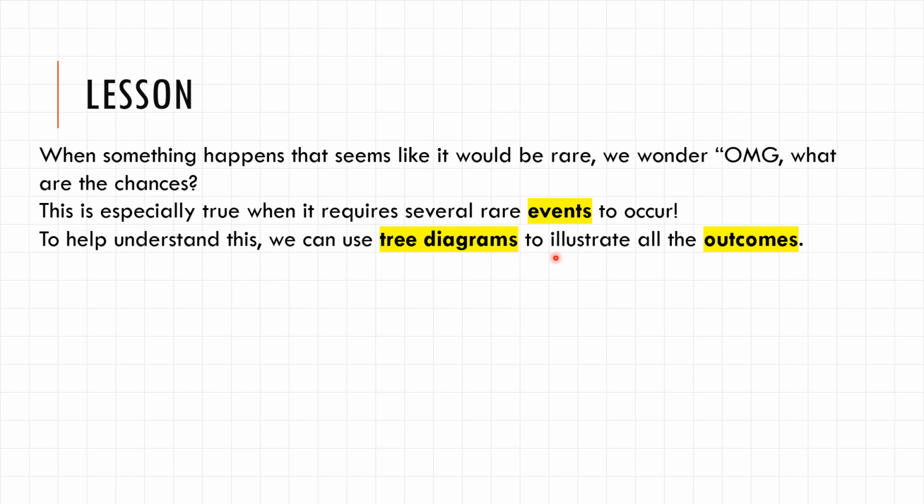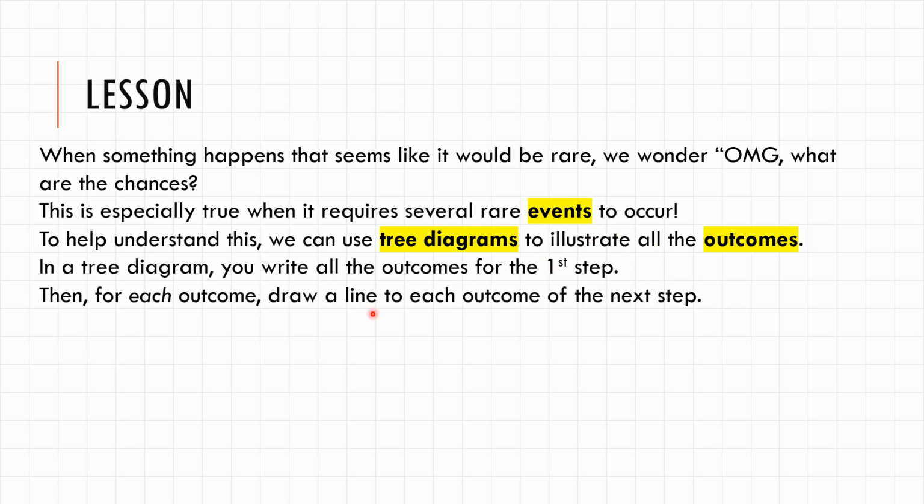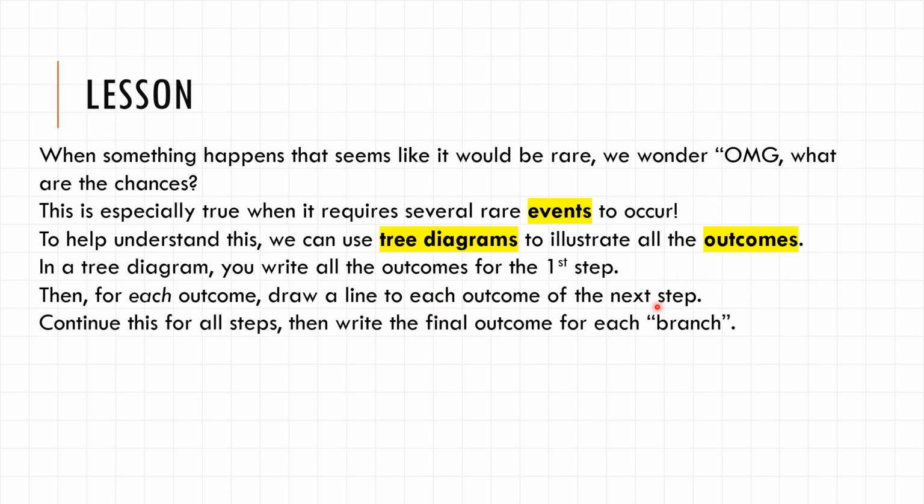This helps us to illustrate, or to show us visually, all of the different outcomes that could happen in a situation. In a tree diagram, this is how you do it. You write all of the different outcomes for the first step. Then for each of those outcomes, you draw a line to each outcome of the next step. So in our example previously, we had heads and tails. That was the first step. And then for each of those, we drew a line to the heads and tails of the next step. And we continue this, even if it's more than 2 steps.